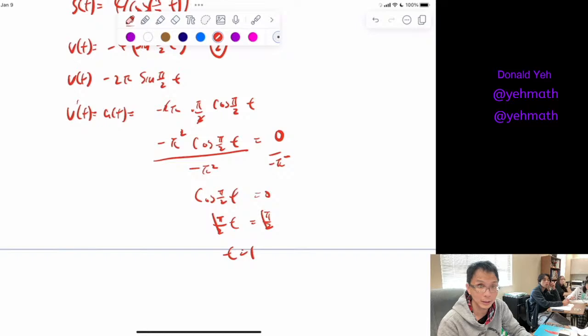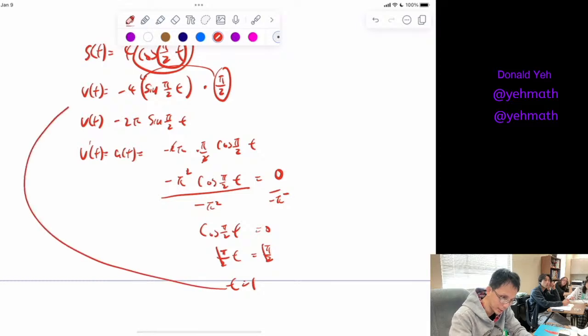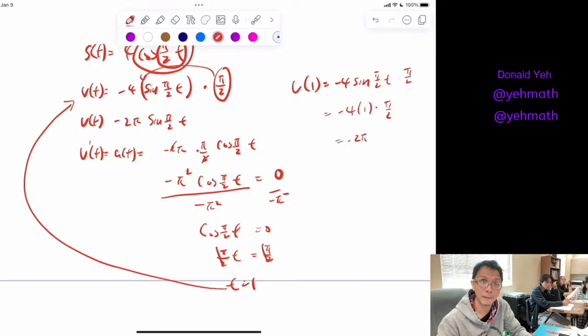They want to find the velocity, so you plug t equals 1 into the velocity. The velocity at 1 is going to be negative 4 sine of pi over 2 t times pi over 2. Sine of pi over 2 is 1, times pi over 2, so it'll be negative 2 pi.